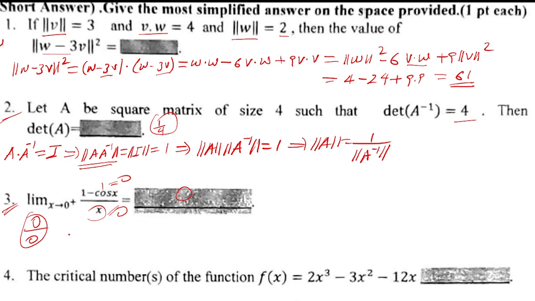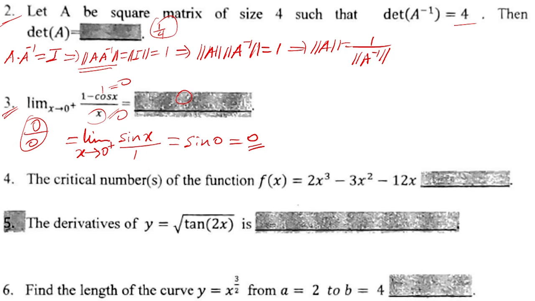Therefore, this limit will be equal to the limit of, look, the derivative of the numerator, minus minus, plus sine x, over the derivative of x, which is 1, as x goes to 0 from the right side. So the limit of sine x as x goes to 0, continuous function, direct substitution, sine 0. Sine 0 is 0.